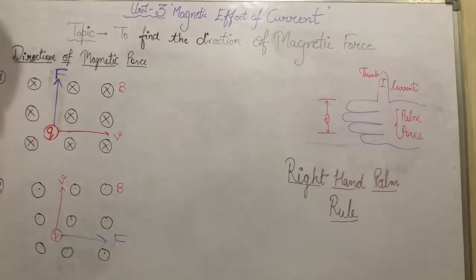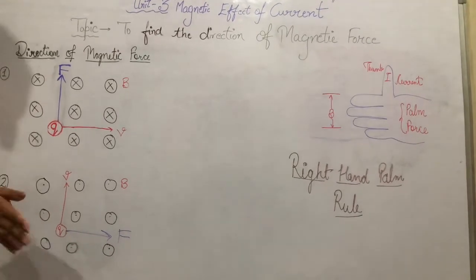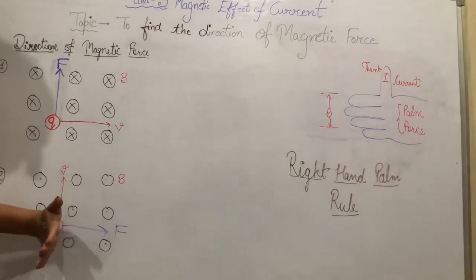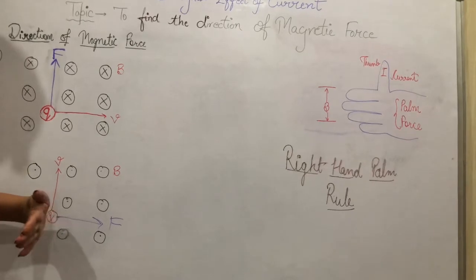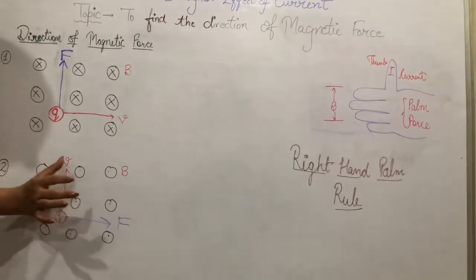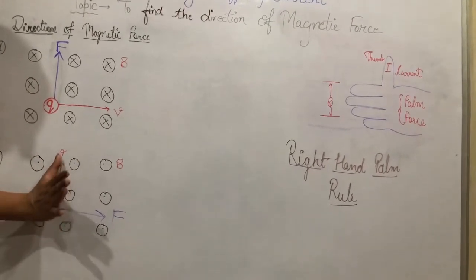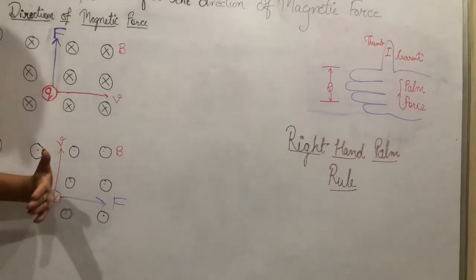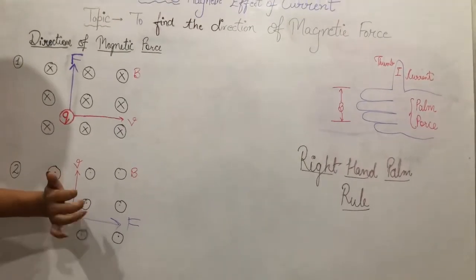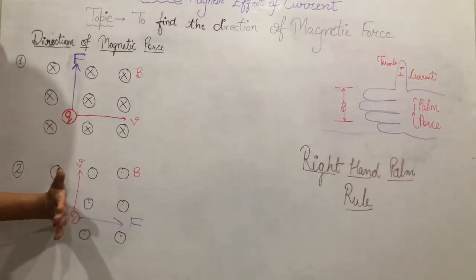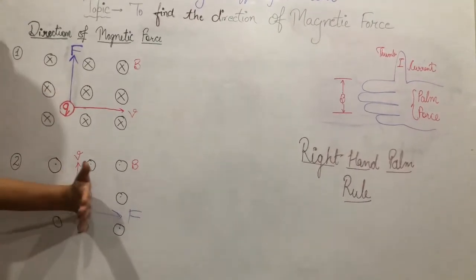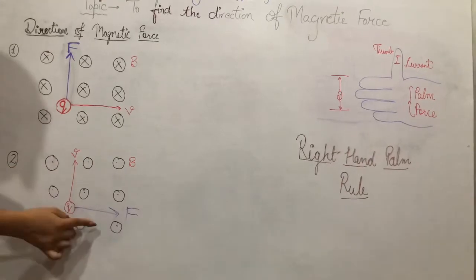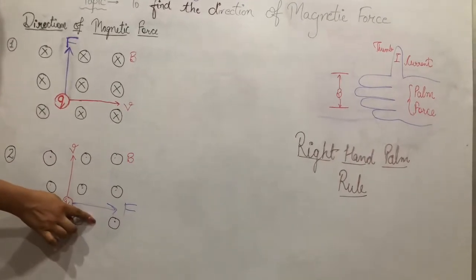So the force is in the upward direction, as we found earlier. Now in the second example, magnetic field is outward. So I place the fingers of my right hand outwards. Now the current, or the motion of the charge, is upward and the magnetic field is outwards. Now the palm points this way, so the magnetic force is in this direction.